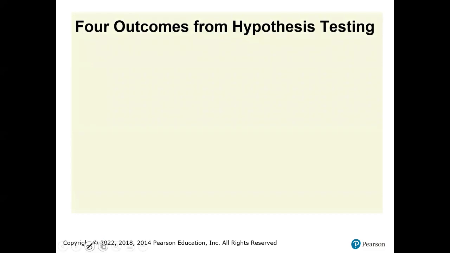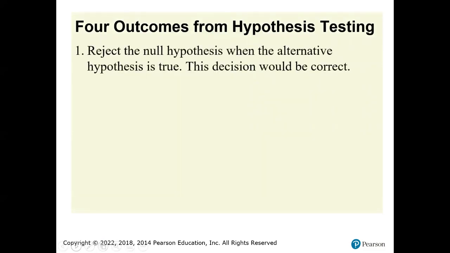There are 4 things that can happen. Option 1 is you reject the null hypothesis when the alternative hypothesis is shown to be true. That would be correct. If we have enough evidence to show the alternative has happened, we have to reject the null hypothesis. That is a correct conclusion.